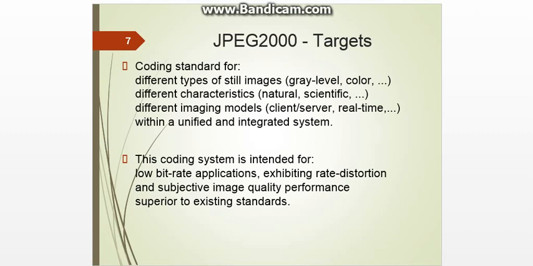The JPEG 2000 targets. Now, the JPEG 2000 coding standard is for different types of still images like gray level, color, multi-component images, then different images with different characteristics like natural and scientific images, and different imaging models, client server or real time, within a unified and integrated system. This coding system is intended first for low bit rate applications exhibiting rate distortion and subjective image quality performance superior to the existing standards.